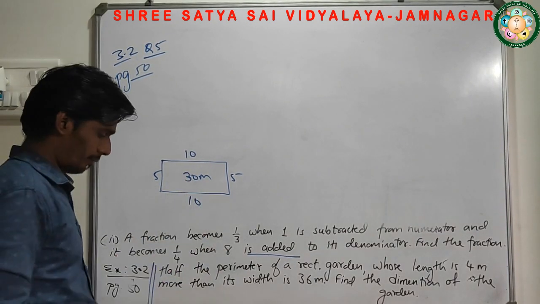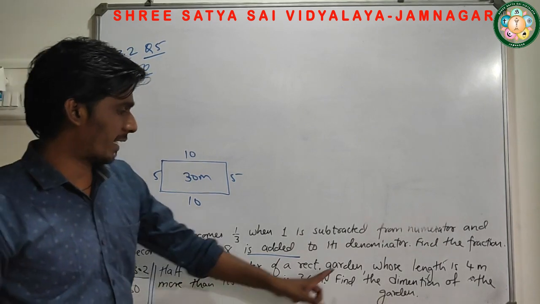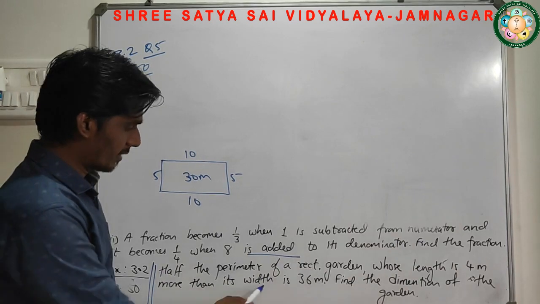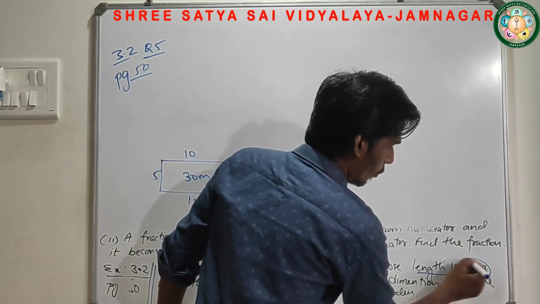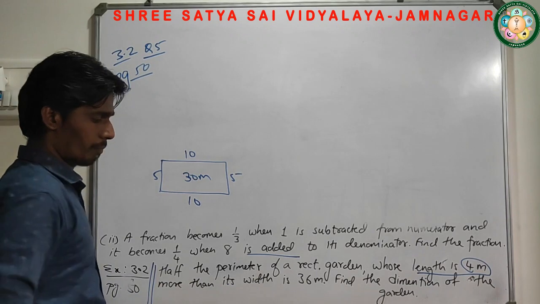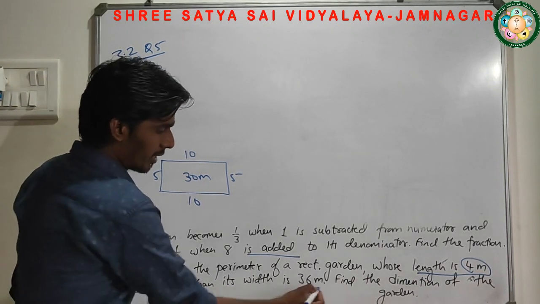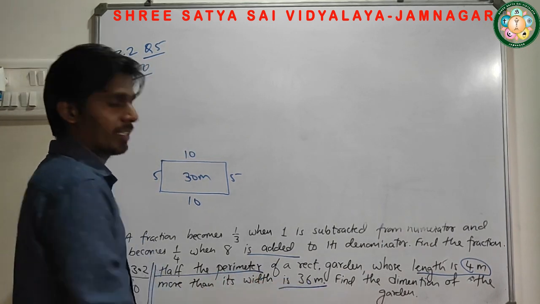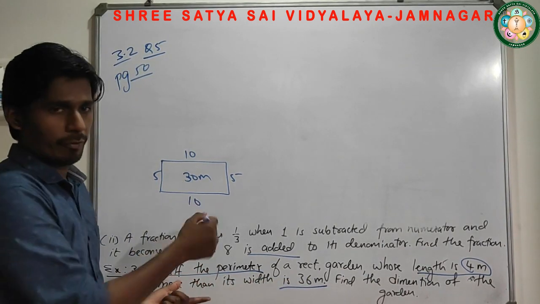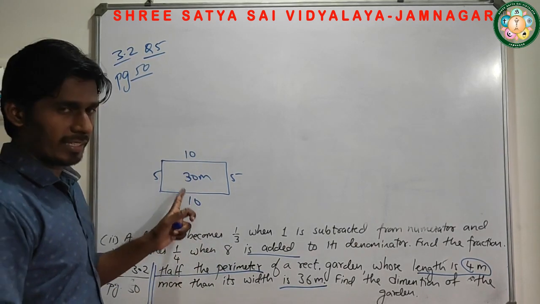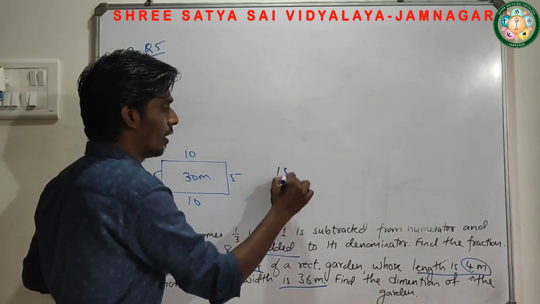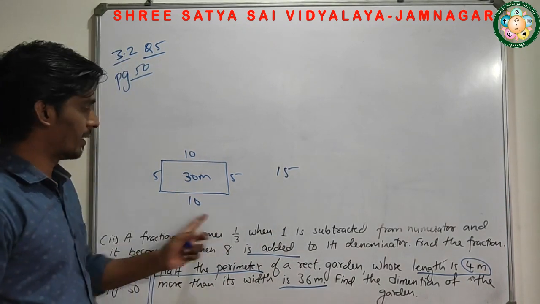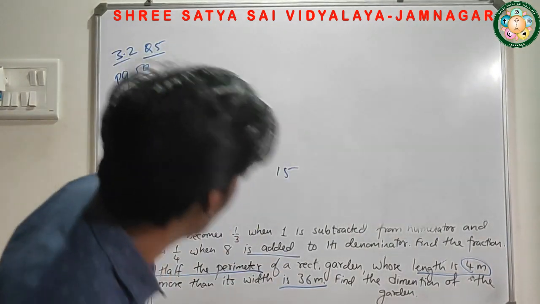This is only an example. Half the perimeter of a rectangular garden, whose length is 4 meters more than its width, is 36. Now what is this 36? Half the perimeter is 36, meaning the half of the rectangle's perimeter is 36. For this example rectangle, half the perimeter is 15, so what will the full perimeter be? 30.